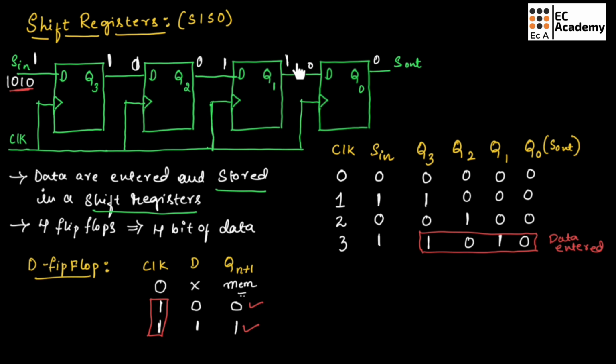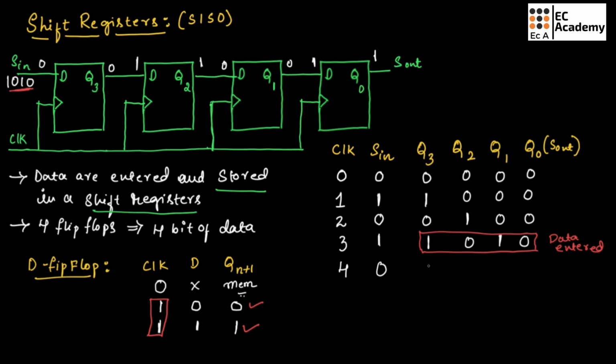So due to this 1, input will be 1 for this flip-flop. Due to this 0, input will be 0 to this flip-flop. Due to this 1, input will be 1 to this flip-flop. We don't have any serial input, so that's why we can take that input as 0. So at the first flip-flop, input will be 0. So output of first flip-flop will be 0. Output of second flip-flop will be 1. Output of third flip-flop will be 0. And output of fourth flip-flop will be 1 once we apply the clock signal.